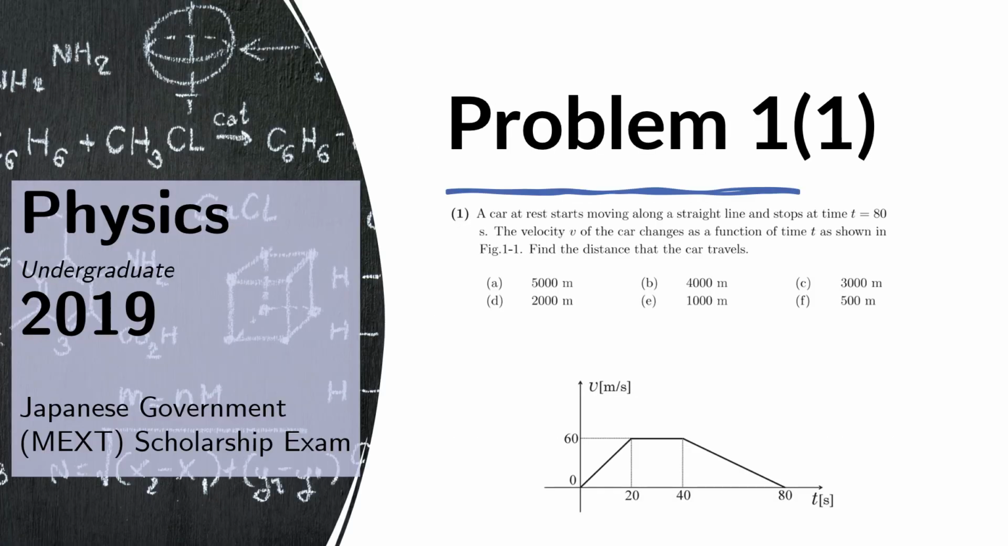Problem 1-1. A car at rest starts moving along a straight line and stops at a time t equals 80 seconds. The velocity v of the car changes as a function of time t, as shown in figure 1-1. Find the distance that the car travels.